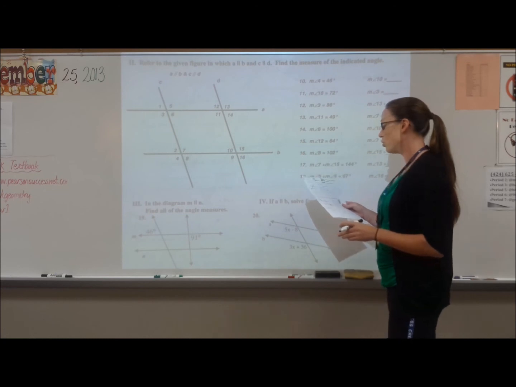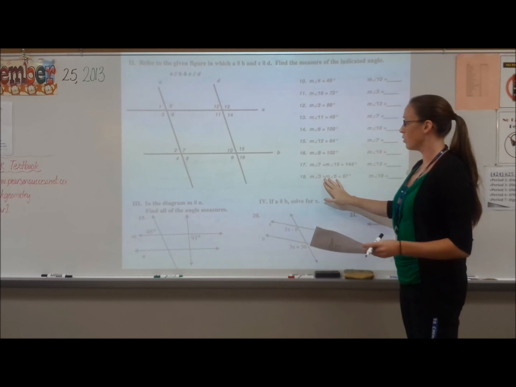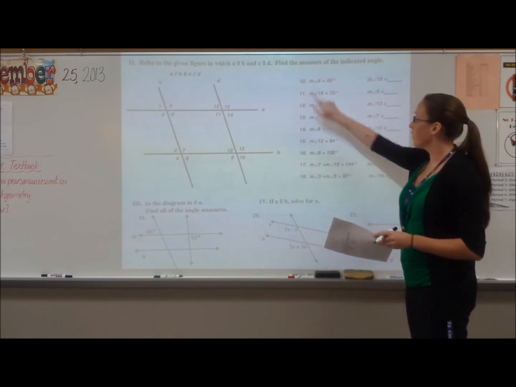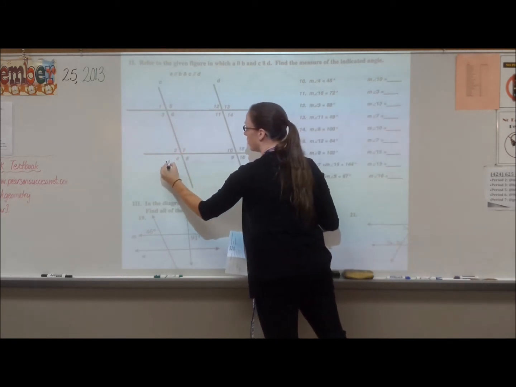I'm in section 2. You should see a diagram that looks like this, along with corresponding questions 10 through 18. Starting off with number 10. Label with me, please. The measure of angle 4, 45 degrees.